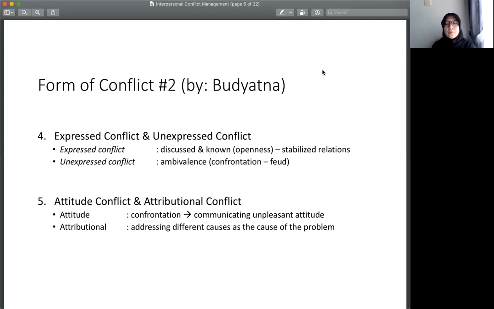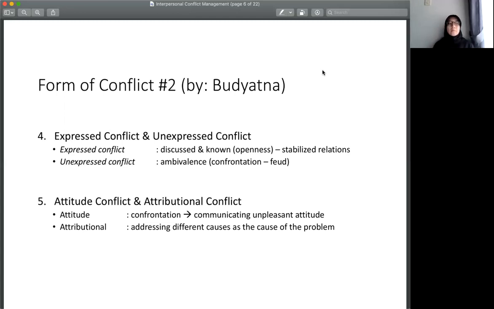Ini akhirnya bisa memicu konflik. Sedangkan konflik atribusional ini biasanya ketika dua orang membahas hal yang sama, tapi mereka menyatakan sebab yang berbeda atas hal yang sama itu. Misalnya Mbak Mas, ketika telat kuliah, kemudian saling menyalahkan.